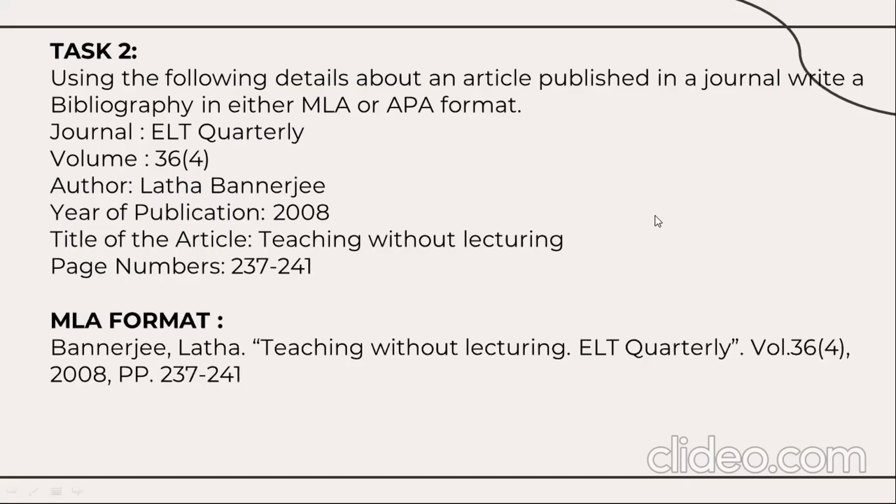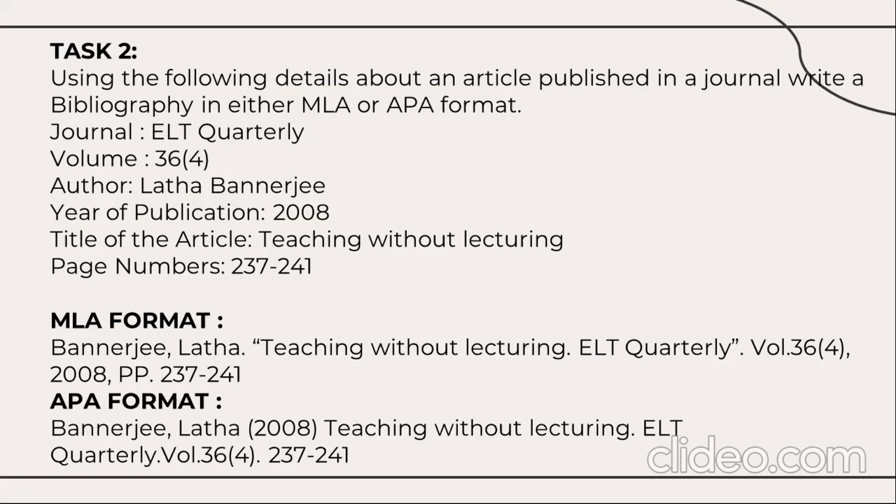Let's see how. So MLA format, obviously Banerjee Lata, last name first and followed by the first name. Teaching Without Lecturing, that is the article's name, and the journal ELT Quarterly, volume 36 4 2008, from the page number 237 to 241. Similarly, in the APA format, only one change. The year of publication will be very much next to the author's name. The other information remains the same.